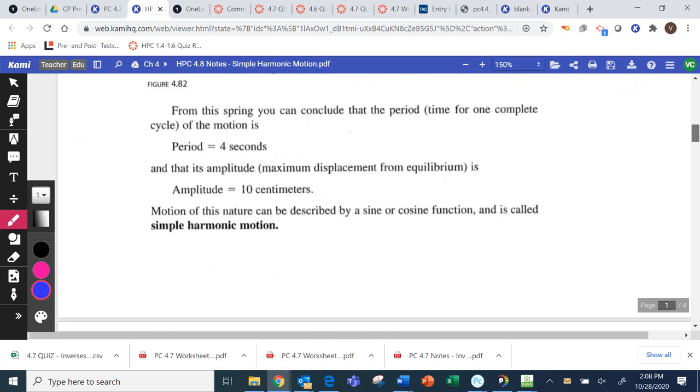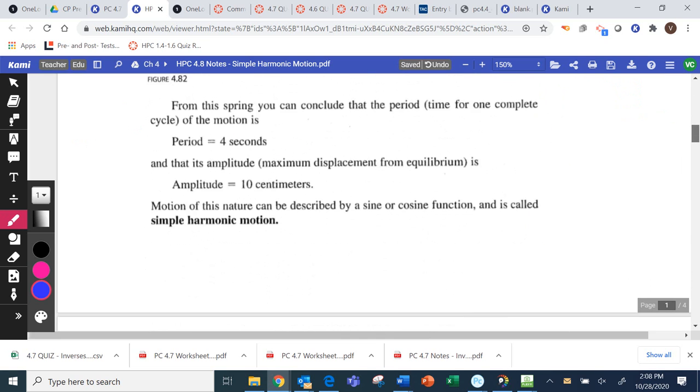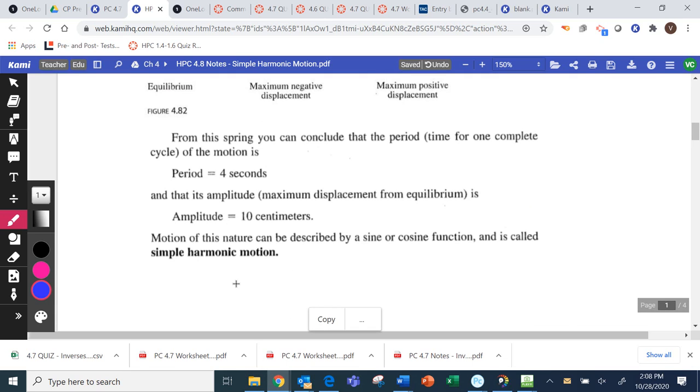So down here it says the period is 4 seconds, and then the amplitude is 10 centimeters, because that's the displacement that it goes above and below that middle line. And then this motion happens in nature.